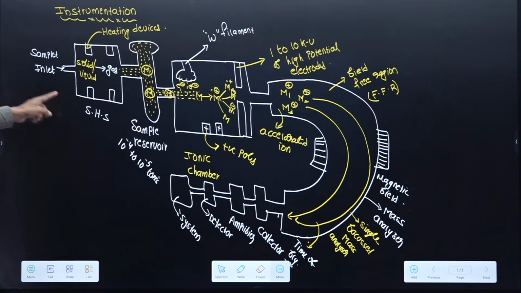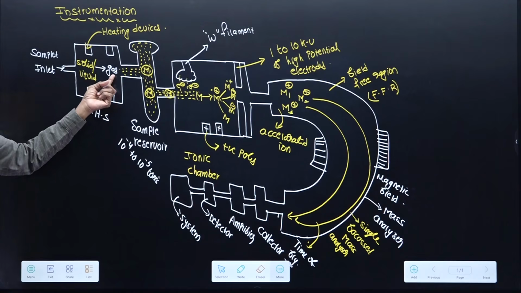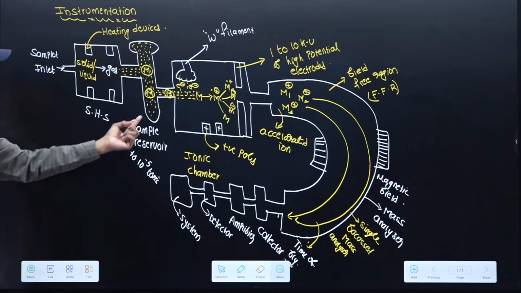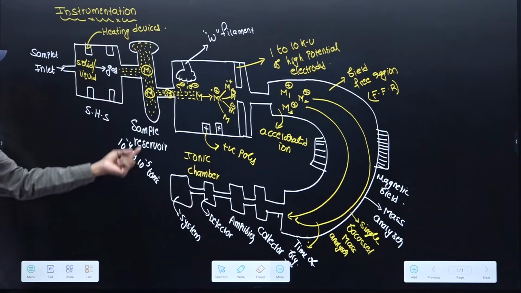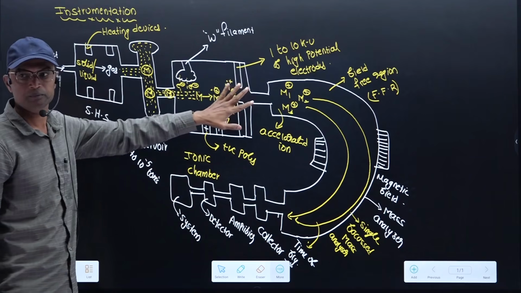Sample handling system, SHS. The sample inlet, it may be solid or liquid, is converted into gas by using these heating devices. Now it enters into the sample reservoir, which is maintained at high pressure. Then these gaseous sample molecules enter into the ionic chamber.